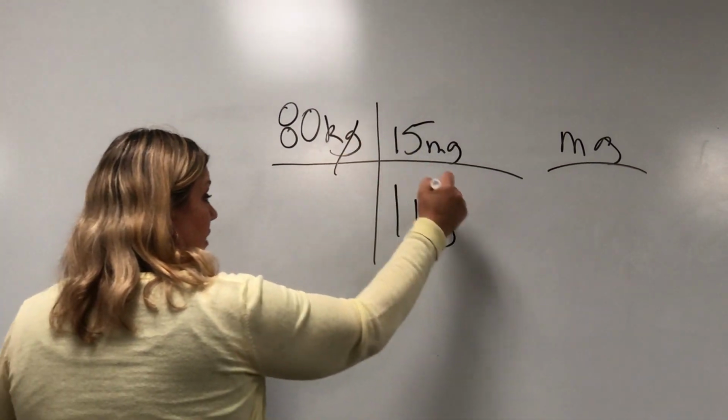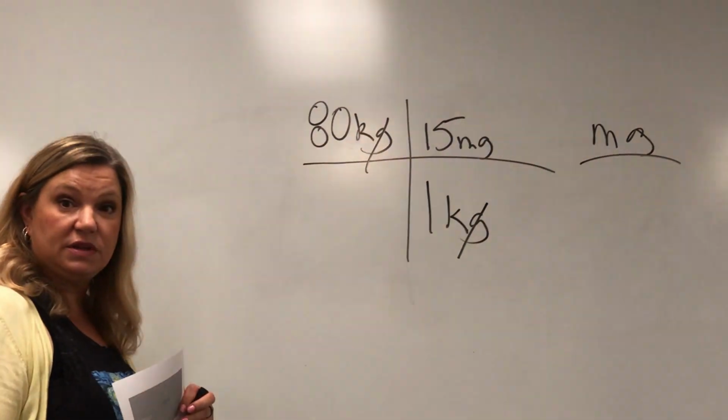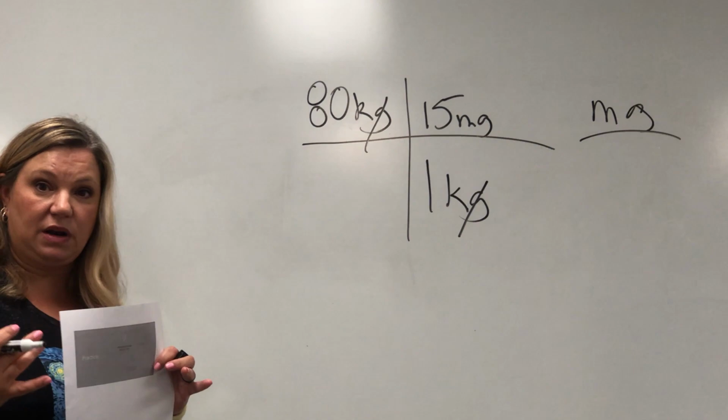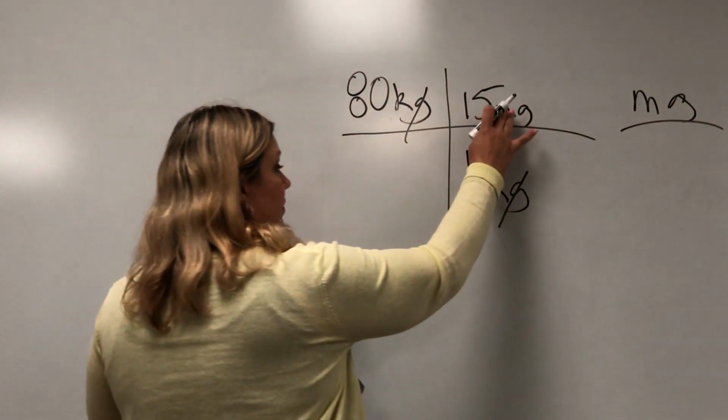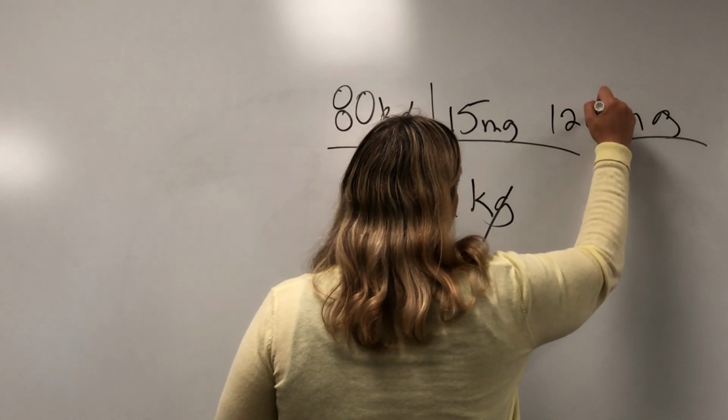So do my kilos cancel out? They absolutely do. Am I left with milligrams by themselves? Yes, I am. So I know I set that up correctly. 80 times 15 divided by 1, and your answer would be 1,200, okay?